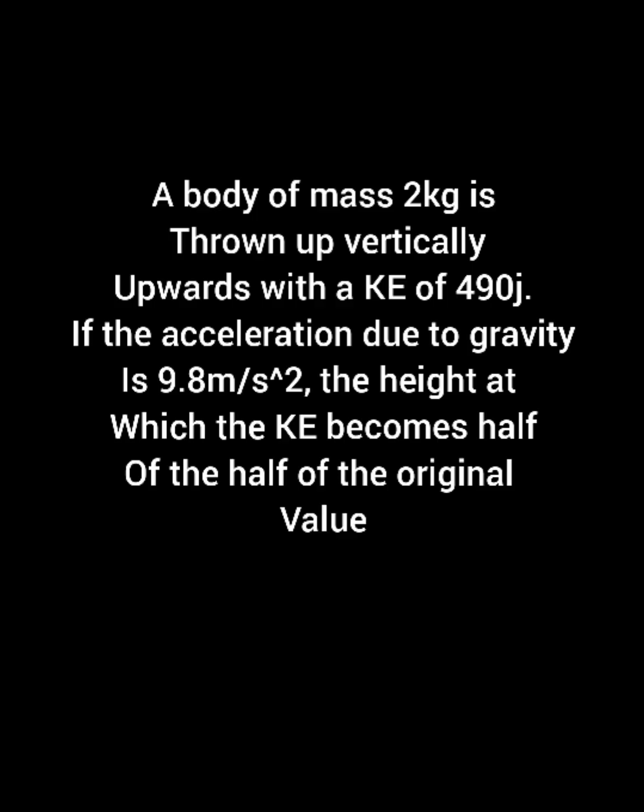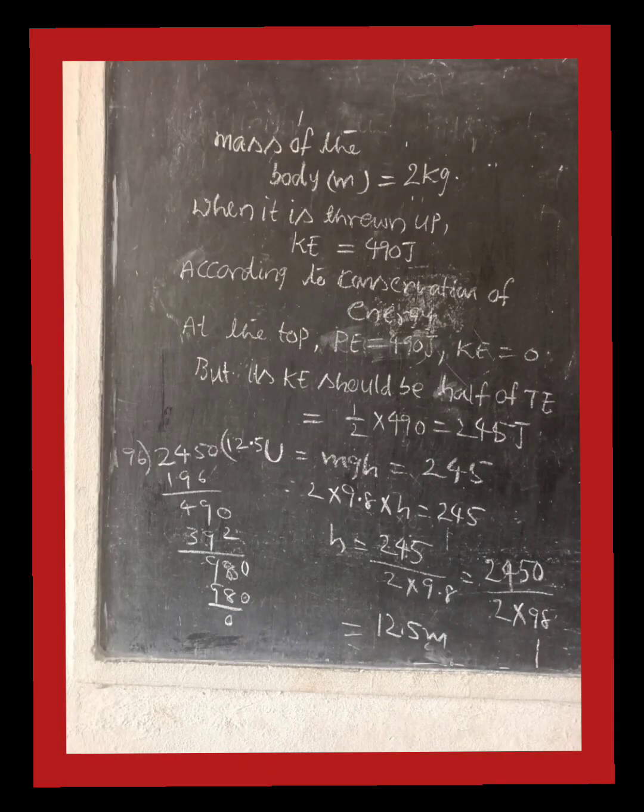What is the mass of the body given? 2 kilograms. When it is thrown up, how much is the kinetic energy of the body? 490 joules. According to the law of conservation of energy, potential energy at the top is equal to 490 joules and kinetic energy becomes equal to 0. But its kinetic energy should be half of the original value. That means half of 490 is equal to 245 joules.